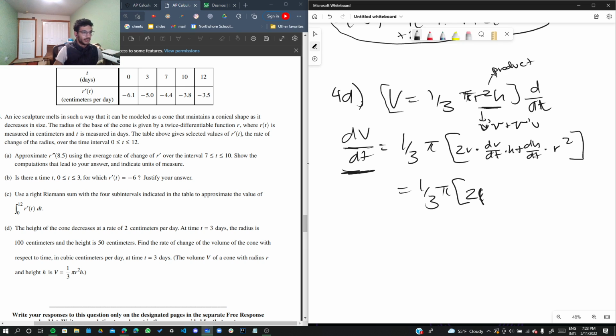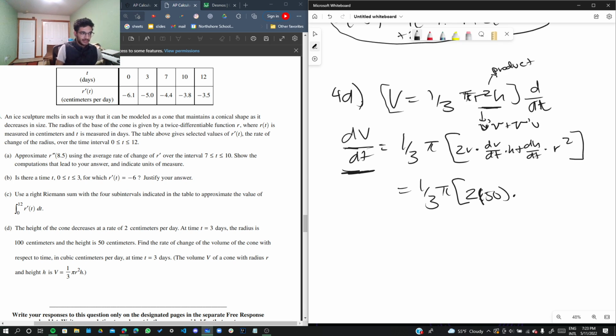R is the radius, right? And the height is 50. They say at t equals 3, the height is 50, times dr/dt. Now, okay, what is dr/dt? Hmm. That is a question a lot of people ask themselves: how fast is the radius changing?